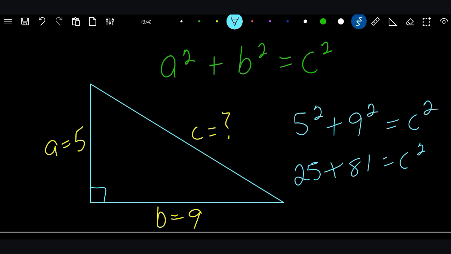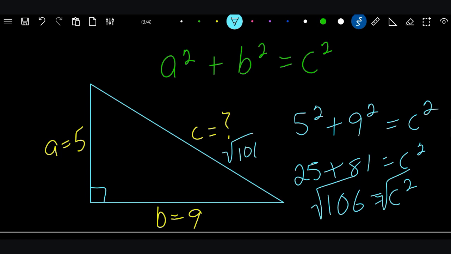Now we want to add those together. So you add 25 and 81. What do you get? 106 equals C squared. And you would solve that by square rooting both sides to get C equals the square root of 106.